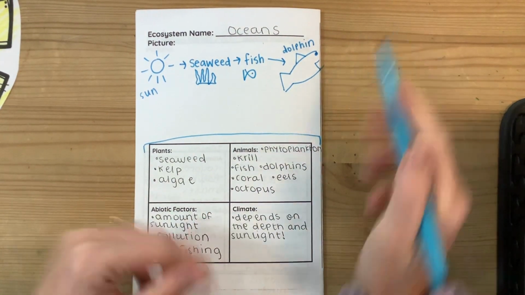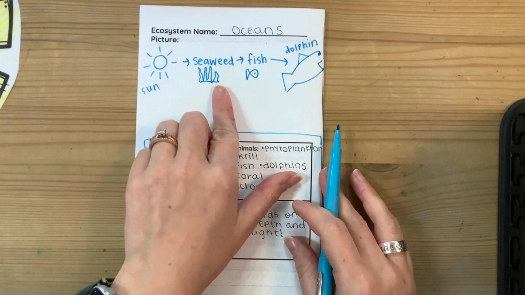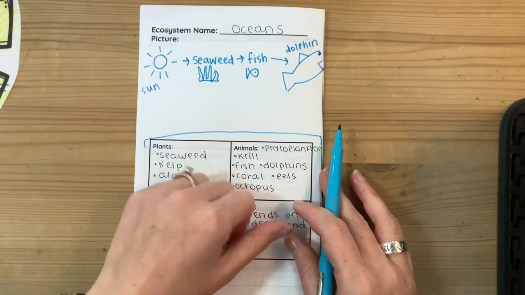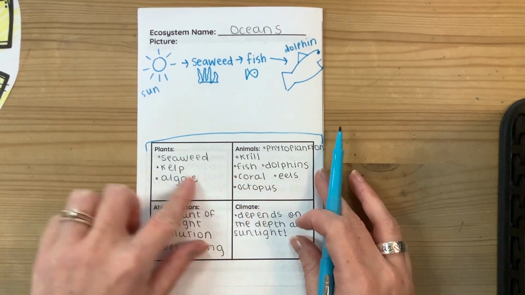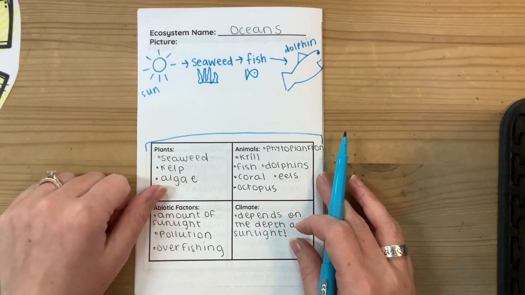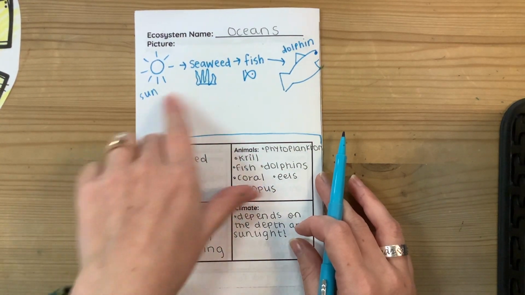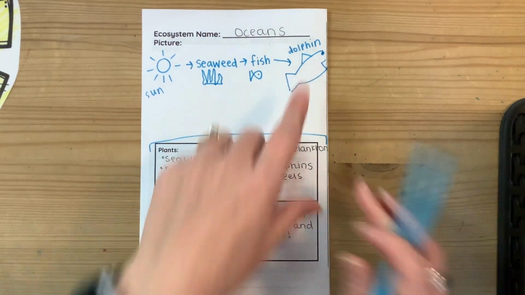So here's my food chain. All I did was I took the animals that I know are in the ocean. I don't necessarily know that fish eat seaweed, y'all. I'm going to be completely honest with you. I don't know everything about every animal. But I can infer that since they live in the ocean ecosystem together, that they might eat seaweed. So the energy from the sun goes to the seaweed, which goes to the fish, which goes to the dolphin.